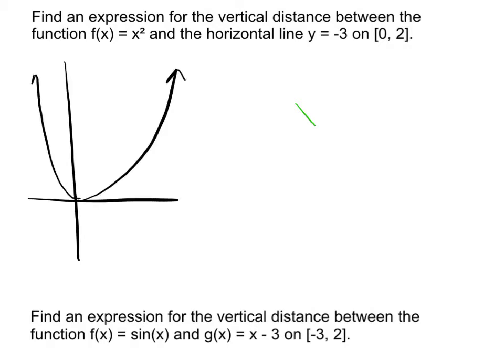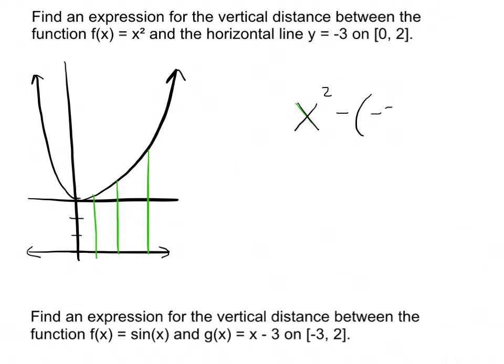We had a graph that was like this. We had the line y equals negative 3. And we were looking for these green distances between here and here. It's the top function, which is x squared, minus the bottom function, which is negative 3. So our distance between these things is x squared plus 3.